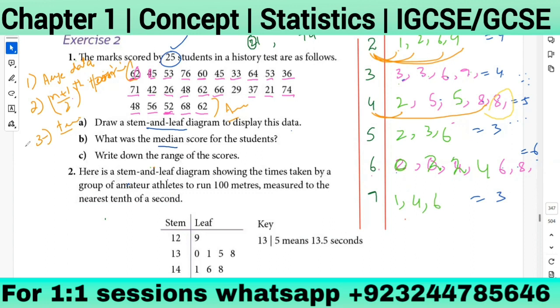Now, because we have arranged our leaves in the order, we can find the n plus 1 by 2. 25 plus 1 by 2 is equal to 26 by 2, which is the 13th term. So now we can count 4, 5, 6, 7, 8, 9, 10, 11. No, it should not come for 20, 48 anyways.